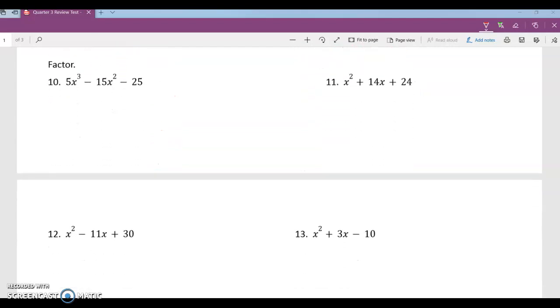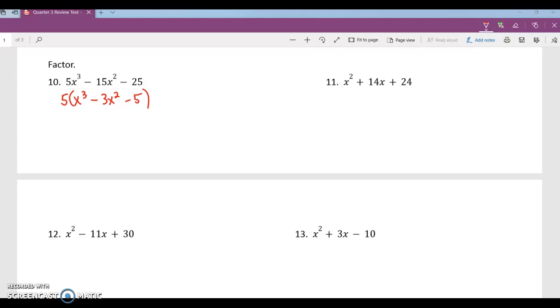All right, now we've got some factoring problems. I see a bunch of terms, but they all have 5s in them. So I'm going to take that out. That's taking out the GCF. And x cubed minus 3x squared minus 5, there's nothing I can do with that, so I'm done.